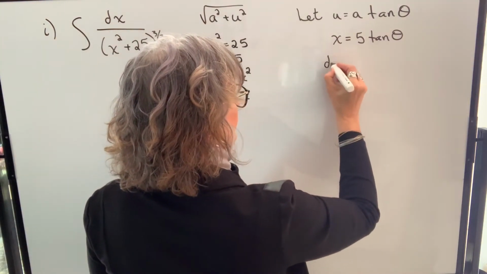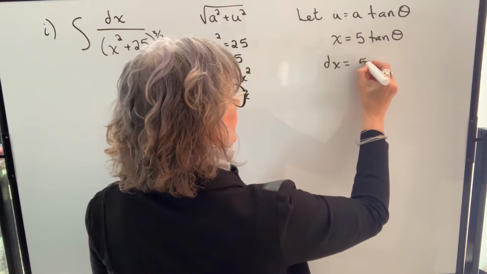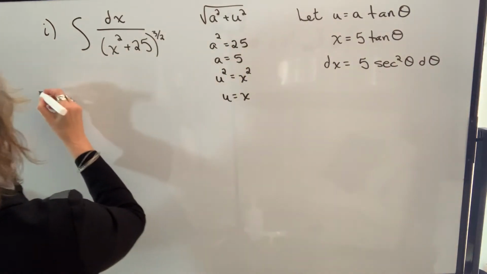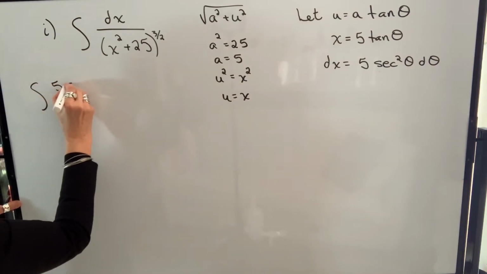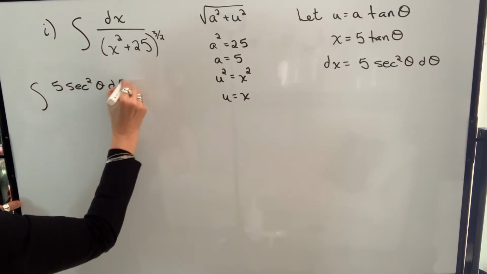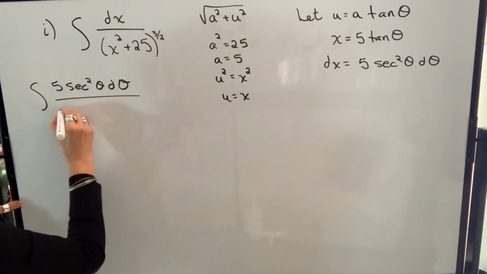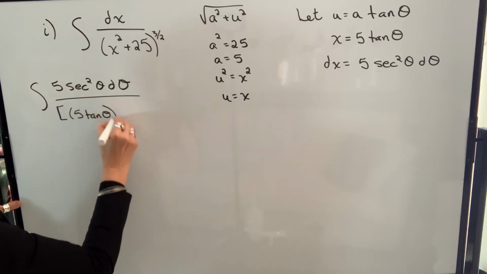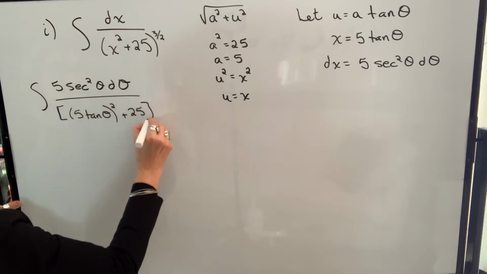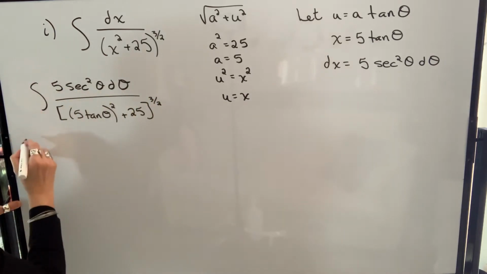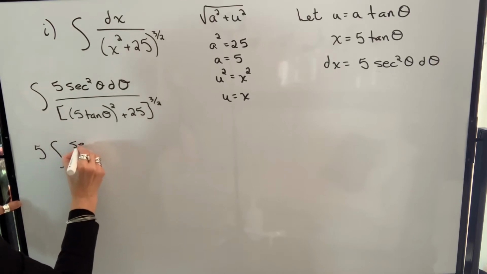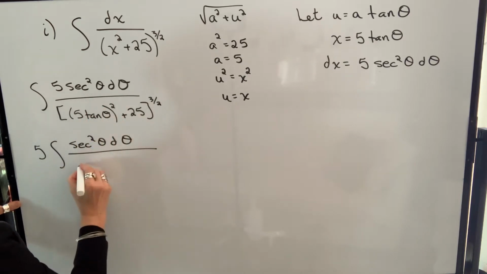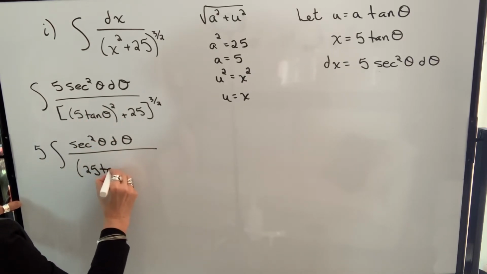So let's find dx in terms of d theta. We differentiate: 5 times secant squared theta d theta. Do our substitution, and we'll have 5 times secant squared theta d theta, replace dx. In the denominator, we will have x squared, which is 5 tan theta squared plus 25. Let's pull the 5 out. 5 times tangent theta squared will give me 25 tangent squared theta.